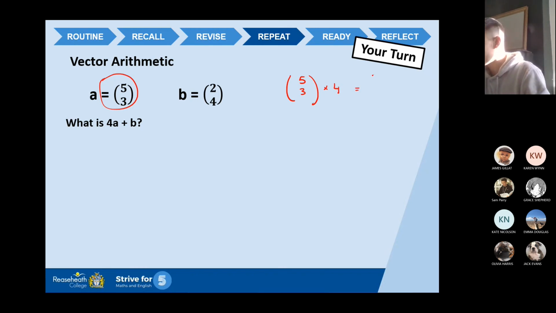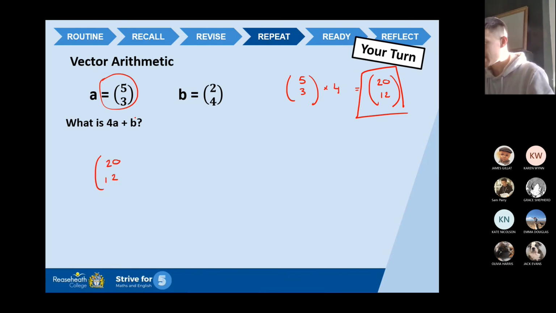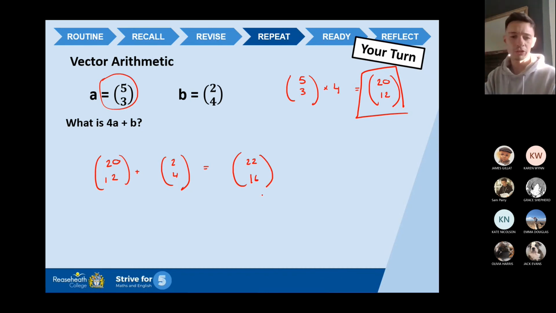So 5 times 4 would give me 20. 3 times 4 is 12. So that's the vector that I now need to use, 20 over 12. Then I'm adding b, which is 2, 4. So 20 add 2 is 22. 12 add 4 is 16. So my first vector answer, 22, 16, is what I'm looking for. Okay.